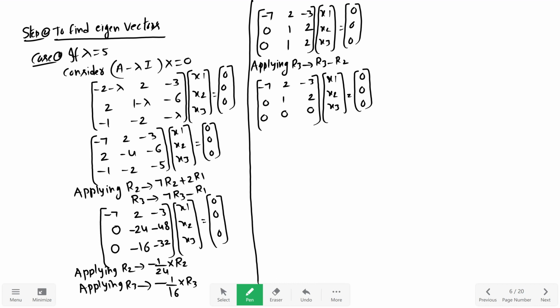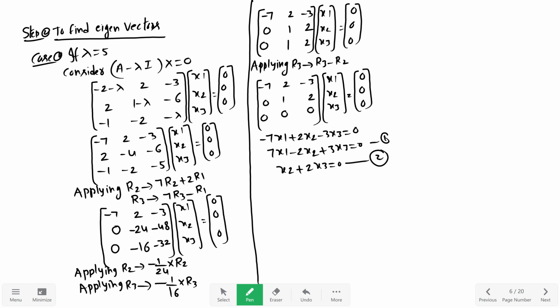In this echelon form, the first row times the column gives minus 7x1 plus 2x2 minus 3x3 equal to 0. Multiplying by minus 1: 7x1 minus 2x2 plus 3x3 equal to 0. This is the first equation. The second equation is x2 plus 2x3 equal to 0.